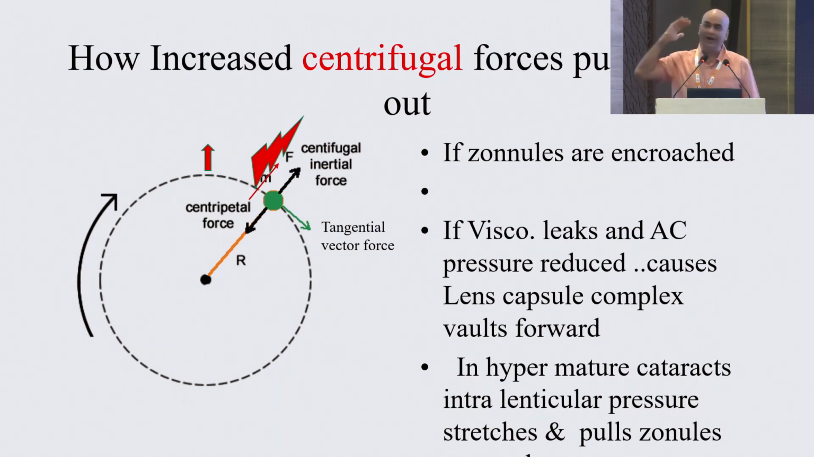In a hypermature cataract, you flatten the anterior capsule and start the surgery, but the intralenticular pressure is very high. So whenever this fluid leaks out, there's a sudden burst of change of pressure between the intralenticular pressure and the anterior chamber, and that has an explosive effect, and you have an Argentinian flag sign.